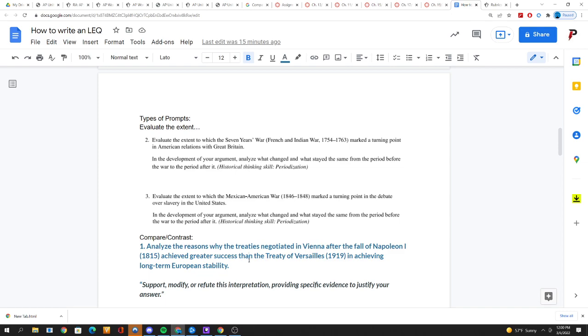But again, you actually have to compare them, right? You have to compare, like, okay, why was this successful and this wasn't, or why did this fail and why didn't this one fail? It's, again, somewhat of an evaluate the extent prompt, and most of these prompts are trying to see how well you can evaluate the extent too, but it's also comparing and contrasting two events. And these are typically trickier for people because they could be from a semester 1 topic and a semester 2 topic.